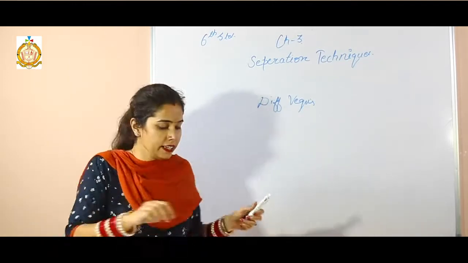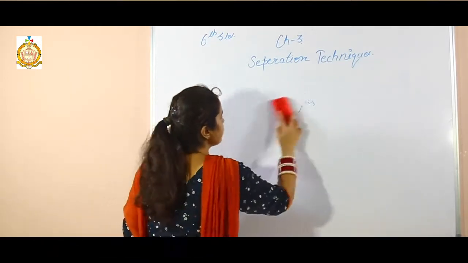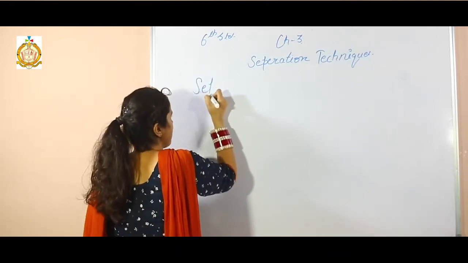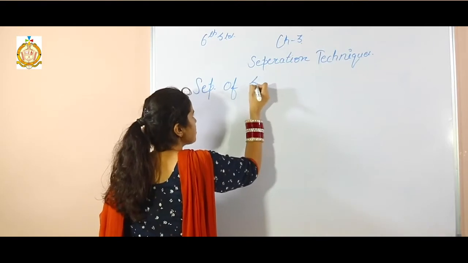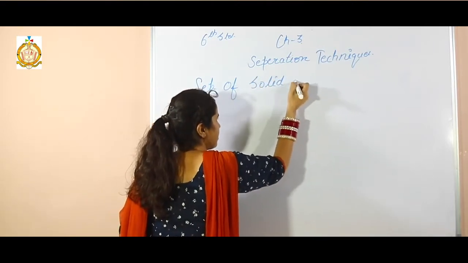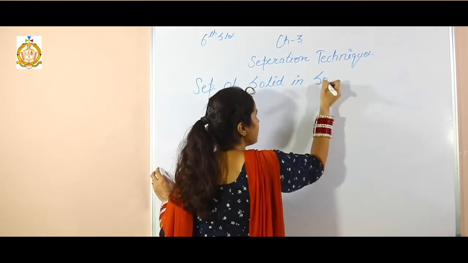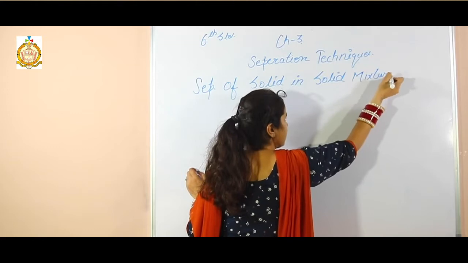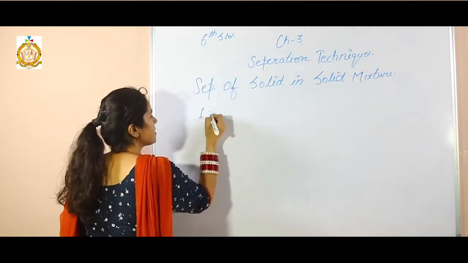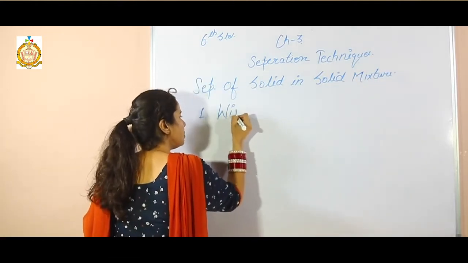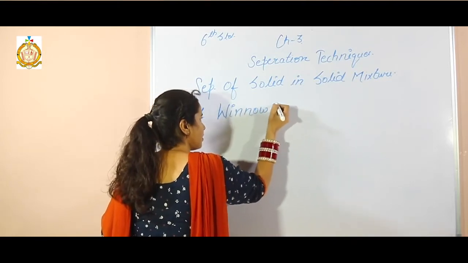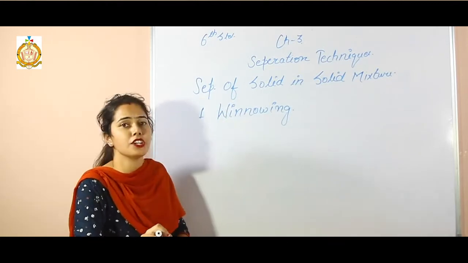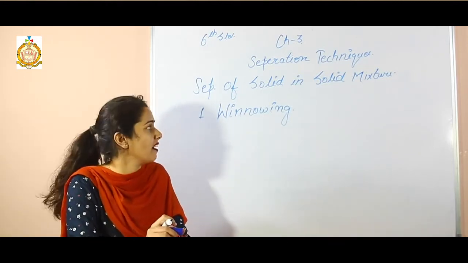So first one, that is separation of solid in solid mixture. Here the first process is winnowing. Winnowing is the process of separation of lighter substances from heavier ones.